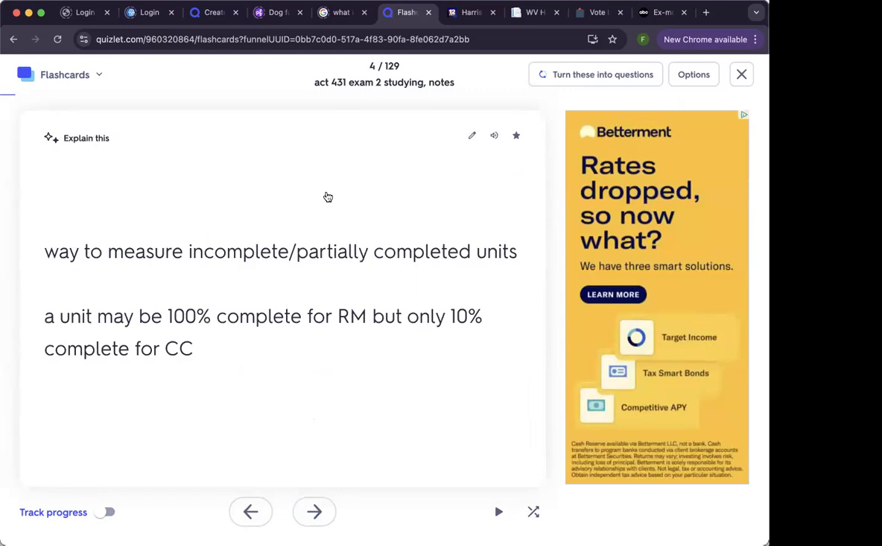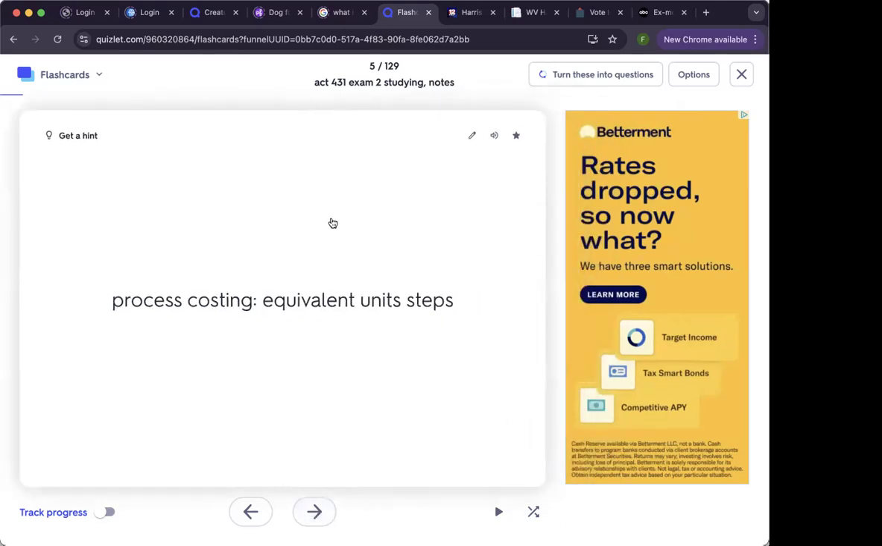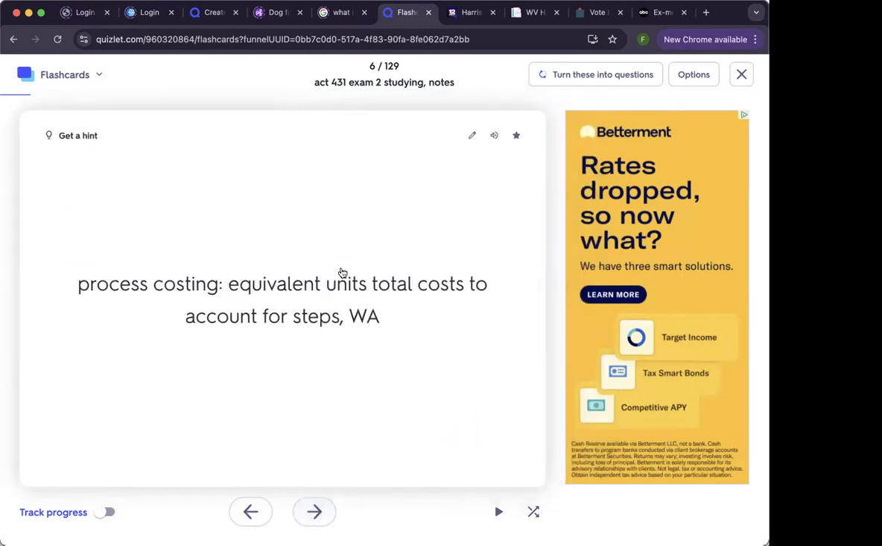The equivalent units for process costing is a way to measure incomplete or partially completed units. For example, a unit may be 100% complete for raw materials, but perhaps only 10% complete for conversion costs. The steps for finding equivalent units are separating the estimates into raw materials, which are usually added 100% at the beginning of production, and conversion costs, which is everything but direct materials, so essentially just direct labor and manufacturing overhead. DL and MOH convert the raw materials to finished goods, and this happens throughout the period.